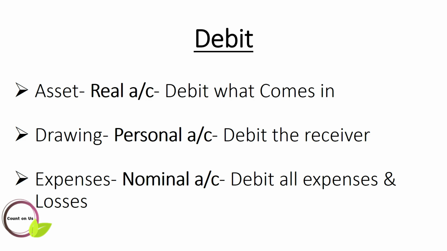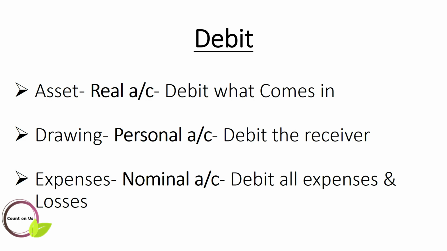Assets are the items of property bought to increase the value of a company. That means we are buying assets. So assets come to the business, so it should be debited. Then look at the drawings account. It is a personal account, a representative personal account. What is the rule of a personal account? Debit the receiver and credit the giver.